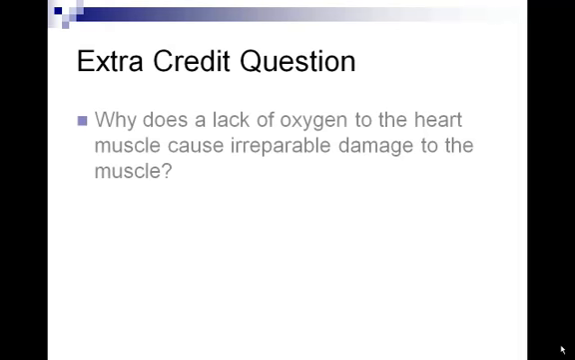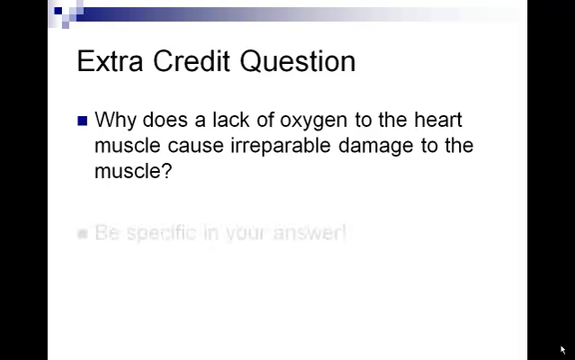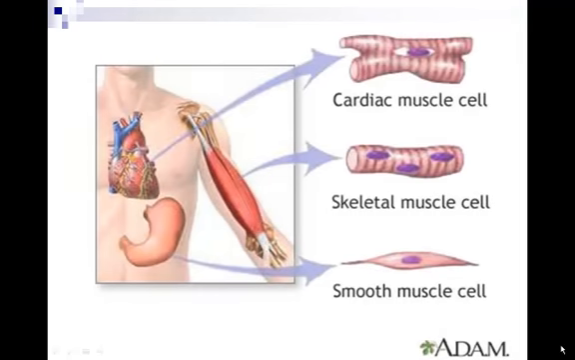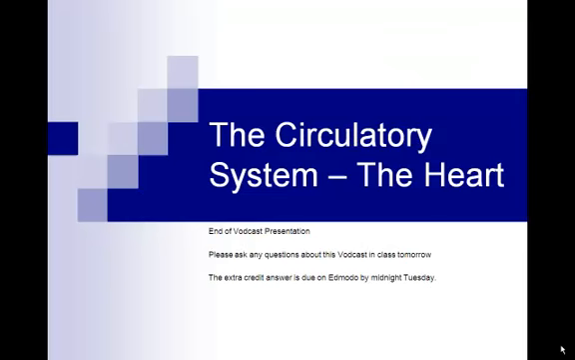The extra credit question for today is, why does a lack of oxygen to the heart muscle cause irreparable damage to the muscle? I mean, just because you lose oxygen, why wouldn't you just go ahead and make some more cells? So you need to be very specific in your answer, and make sure you have that to me by midnight tonight. Maybe here's a little hope for you. This looks at the 3 different types of muscles that we've reviewed: the smooth muscle, skeletal muscle, and cardiac muscle cells.